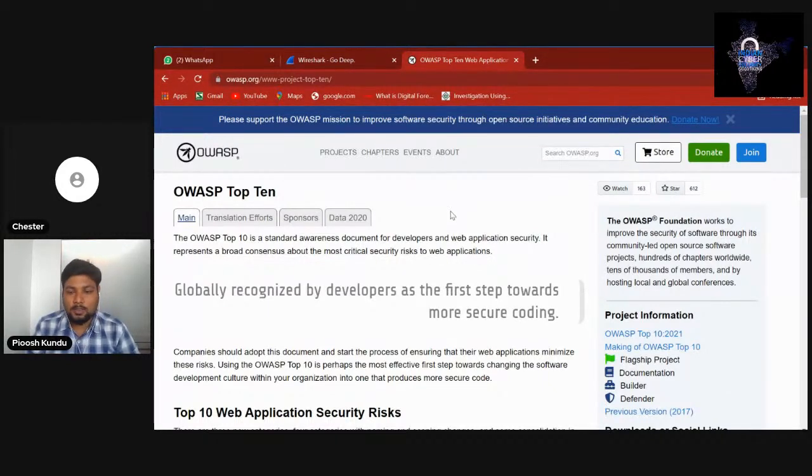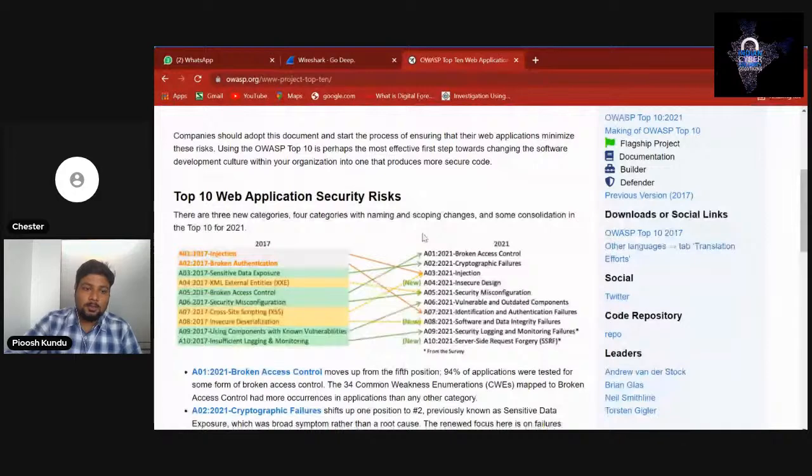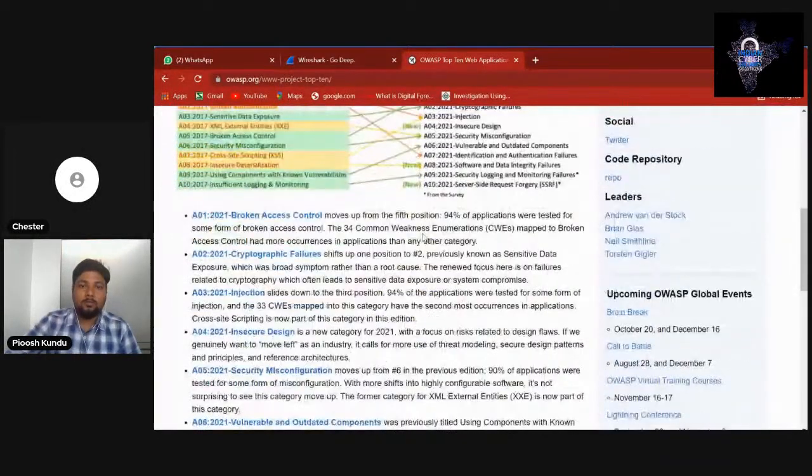Every few years, they make a list of 10 web application security risks, and they publish publicly that if any foundation or organization has been compromised by these 10 security vulnerabilities, then it is under the OWASP Top 10. Now, what are the OWASP Top 10 vulnerabilities they have mentioned?